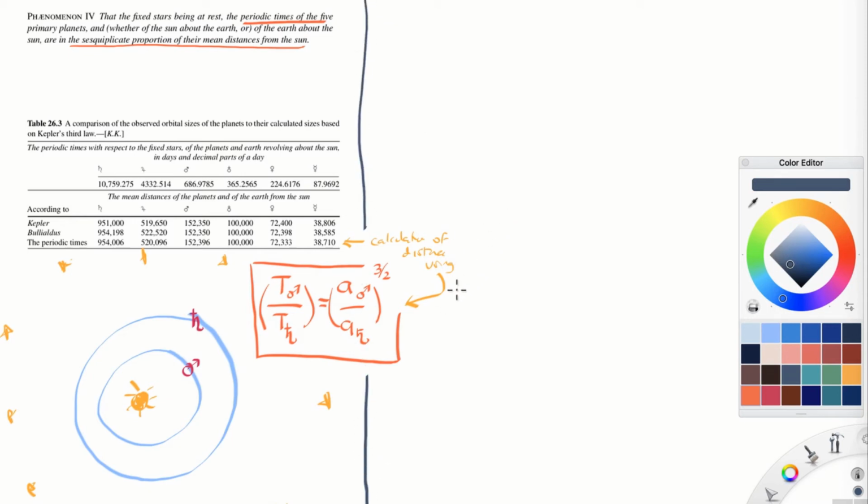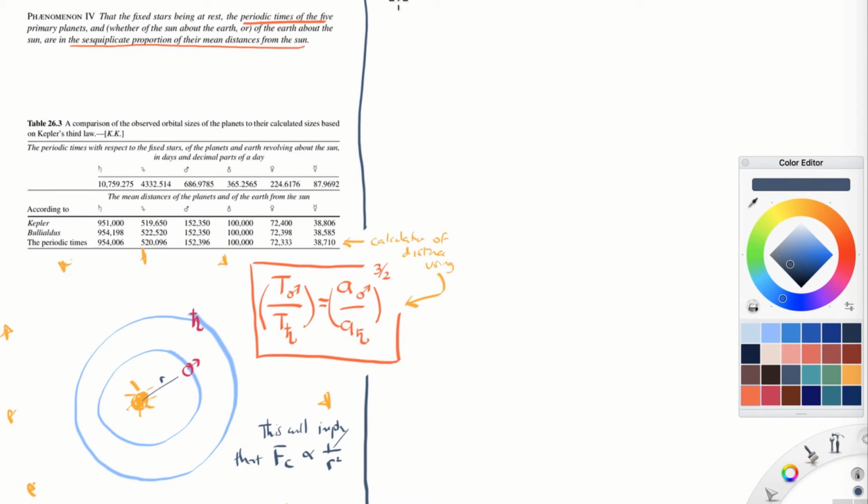And again, this is going to be important because this is going to imply, and this is what he's going to argue in the next chapter, that there is a force, a centripetal force acting on the planets, and it goes as 1 over the distance squared, where r is the distance of the planet to the Sun, and that's what I've referred to as a right there. Okay, so that is Phenomenon 4.